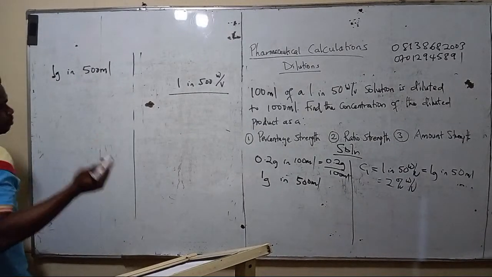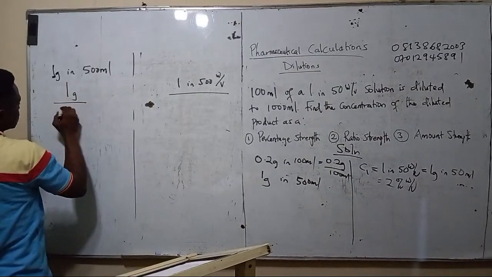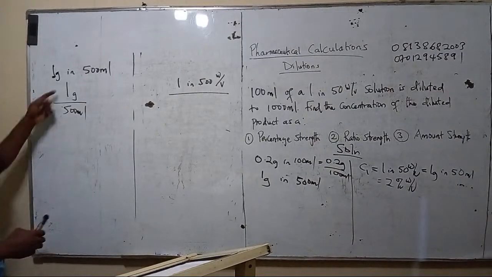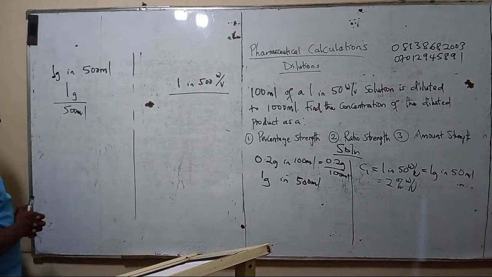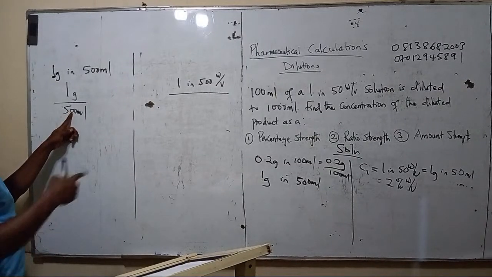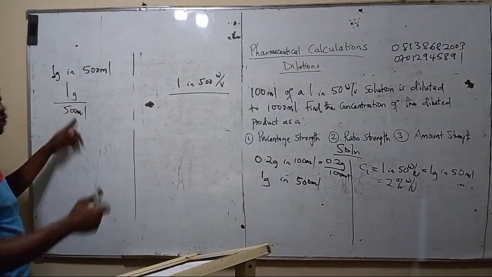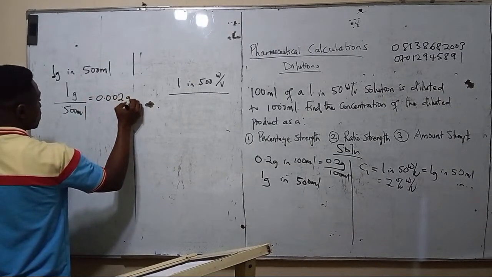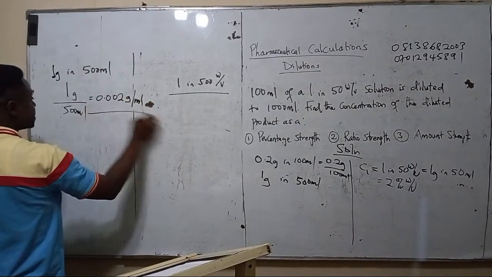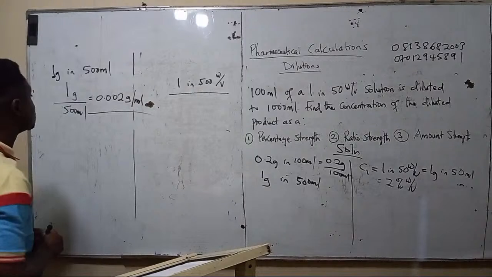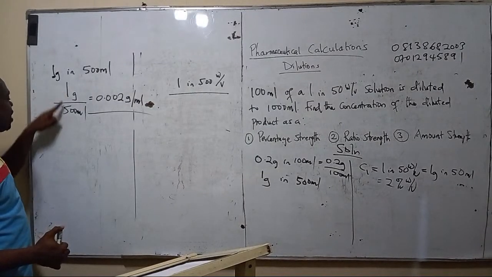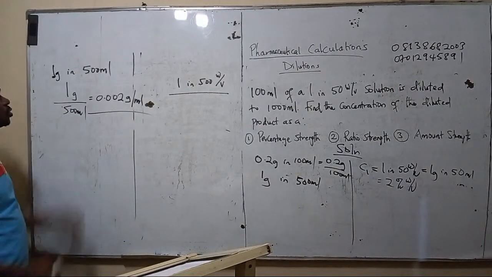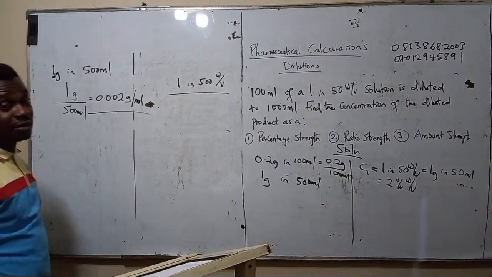So we simply divide 1 gram over 500 ml. If we divide, 1 divided by 5 alone is 0.2. With another zero it becomes 0.02, and the last makes it 0.002. So we have 0.002 gram per ml. This is the amount concentration. Because 1 divided by 5 is 0.2, then 0.02, then 0.002.